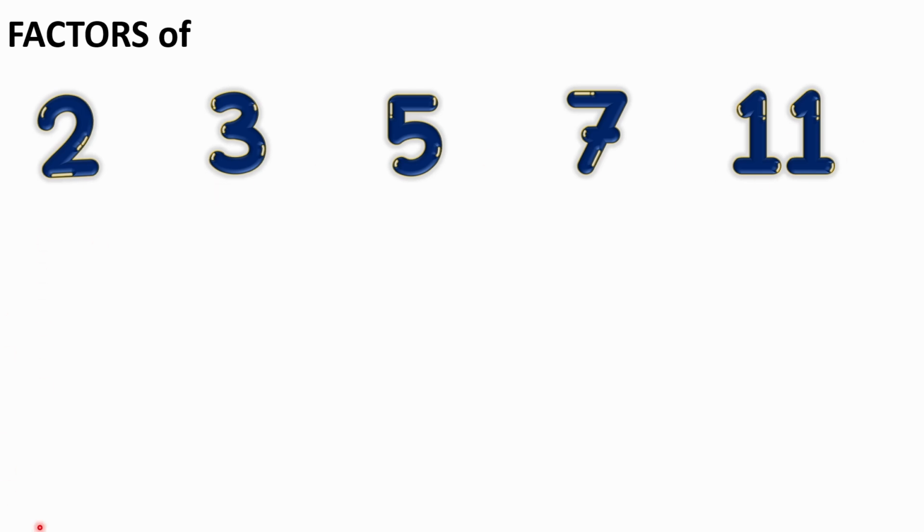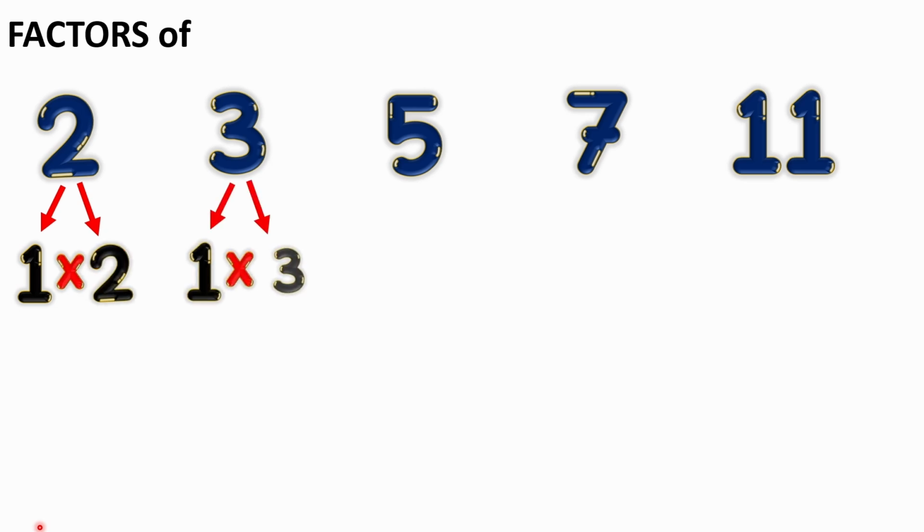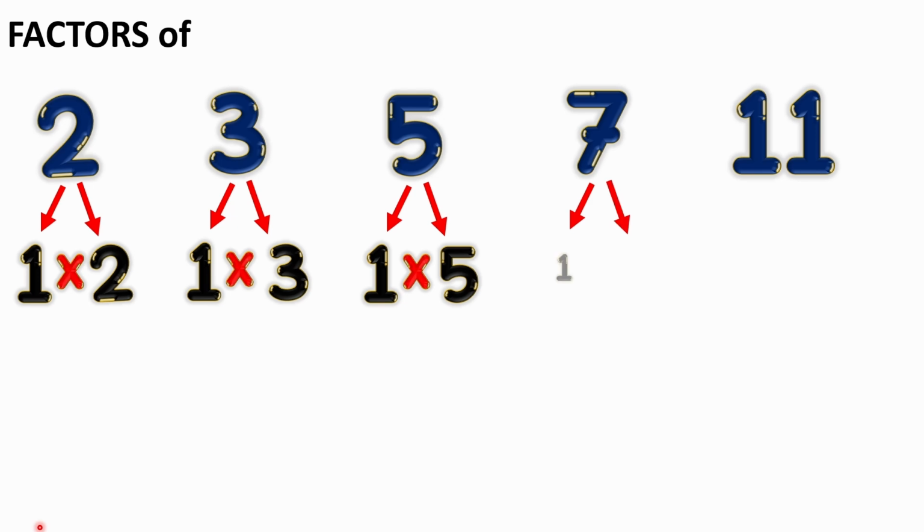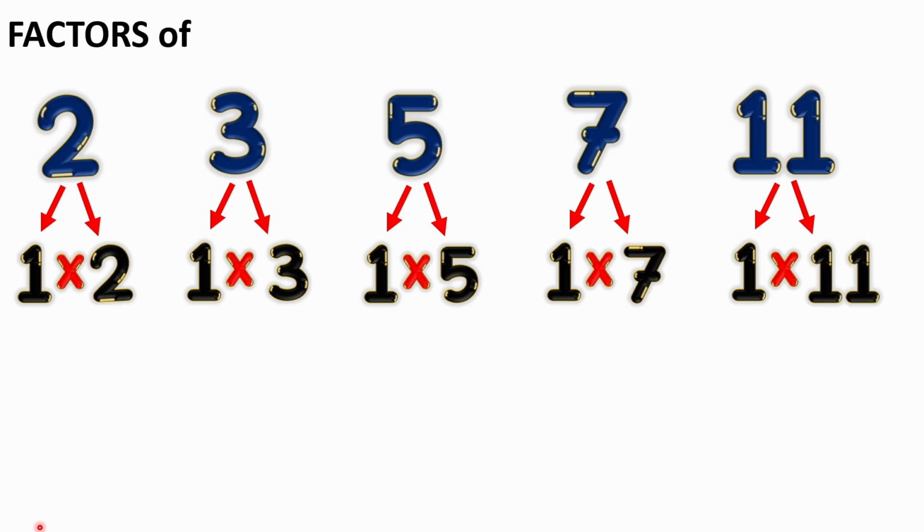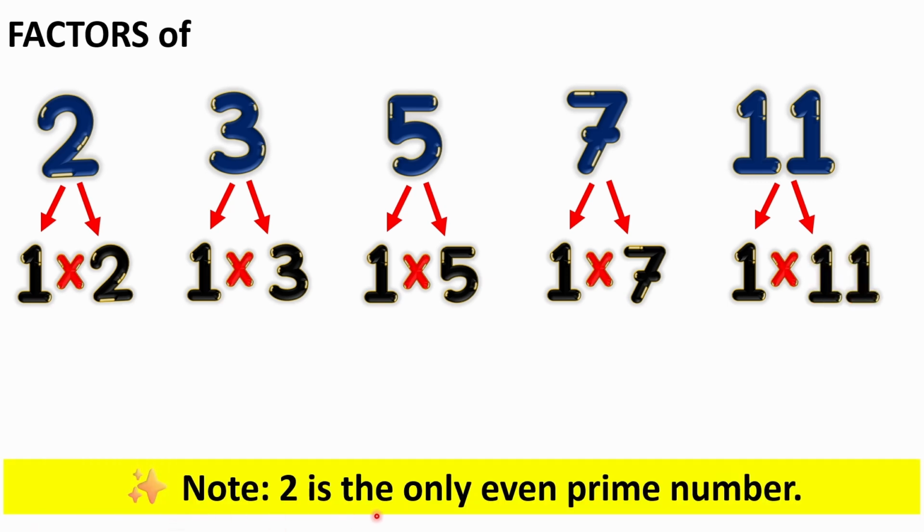The factor of 2, we have 1 times 2. And the factor of 3, we have 1 times 3. The factor of 5, we have 1 times 5. The factor of 7, we have 1 times 7. And the factor of 11 is 1 times 11. Note that 2 is the only even prime number.